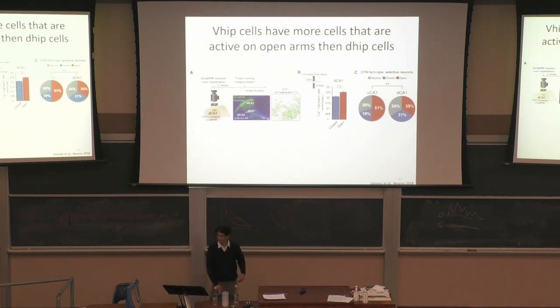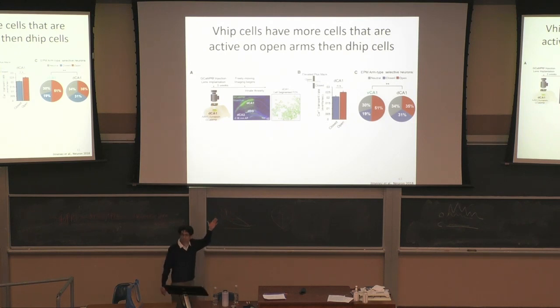Okay, and then they went on to see what is the amount of cells that are more active in the open and closed arms. So now they recorded also from the dorsal hippocampus, which is our friend from the first week that we haven't talked about for a while. So the dorsal hippocampus, if you remember, is important for spatial memory and navigation and episodic memories and things like that, and not important for anxiety.